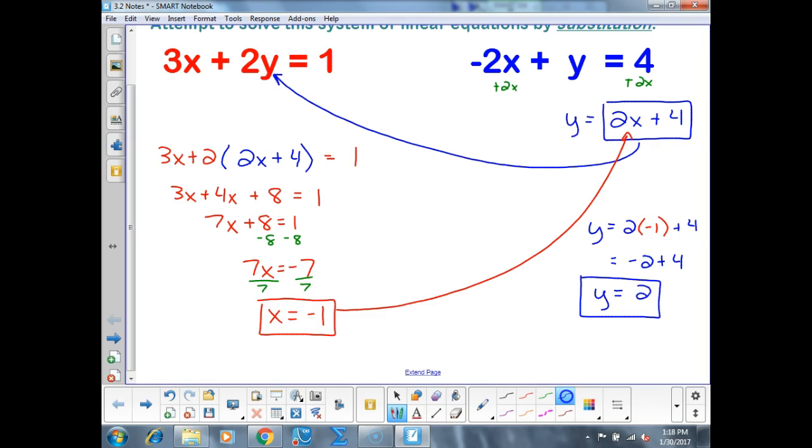Check them both. So 3 times -1 is -3, plus 2 times 2 is 4. So -3 plus 4 is +1. Checks out in the red. -2 times -1 is +2, plus 2 is 4. 4 is equal to 4. Works out in blue. So now what? Think back to graphing. Now what?